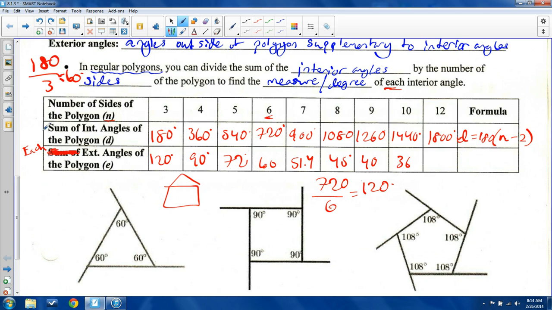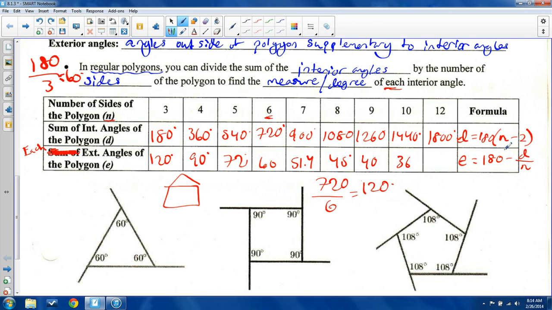Okay, how do I find E? I take 180 and subtract N. No, I'm sorry, not N. Let's do that again. I take 180 minus my degree measure, my D, my sum of my interior angles, divided by N.